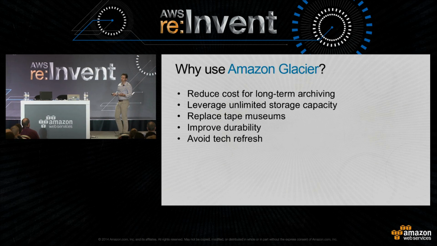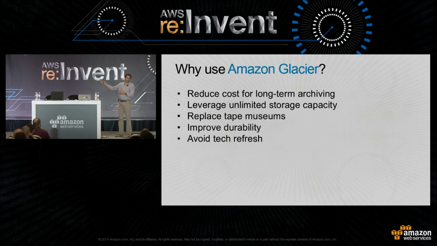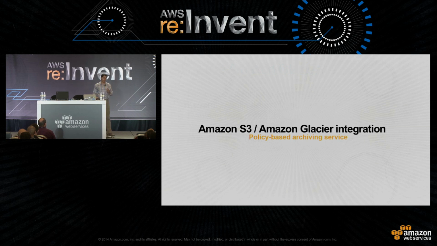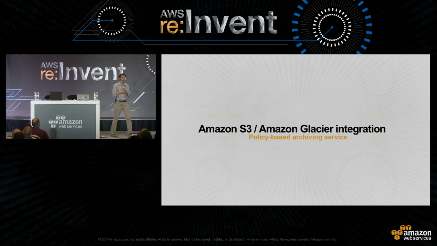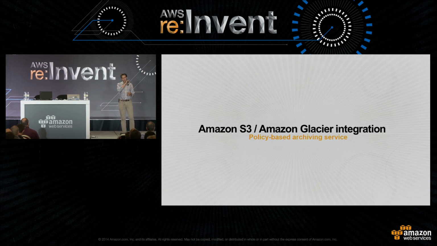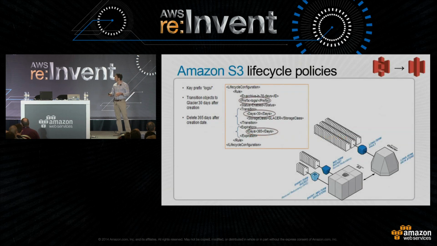We can solve all of these problems by just transitioning to Glacier, and also enjoy much better durability in the process. But it gets better because S3 is actually integrated really well with Glacier, and I have the ability by policy of transitioning objects from one to the other. And here's how it works.